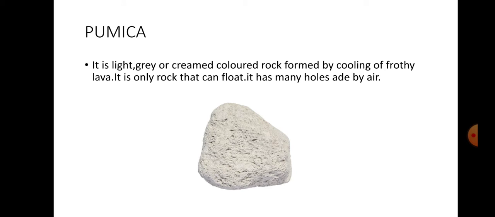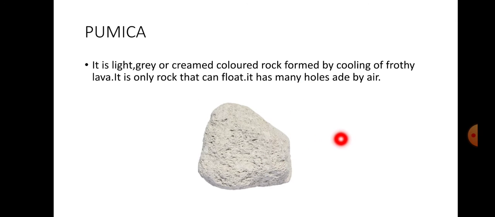Now we will see another type of igneous rock, that is pumice. It is light in weight and grey or cream in color. Pumice comes in different colors, and it is so light in weight that it floats in water. It is formed by the cooling of lava. It cools down immediately and forms the rock. It has some holes inside, the same way basalt does. It is the only rock that can float in water.